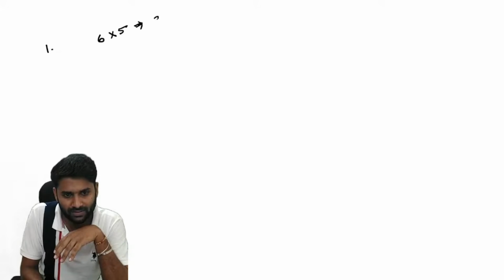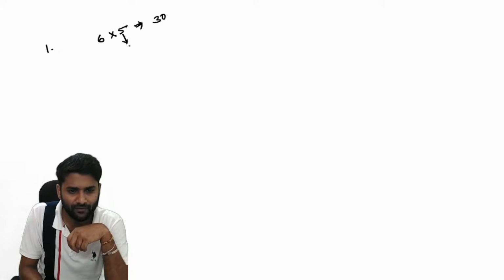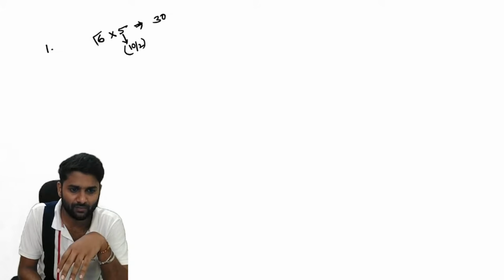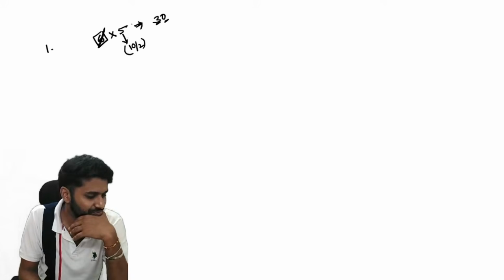Move on to the next one. If any number is multiplied with a 5, let's observe these questions. 6 is multiplied with a 5. As you know, the resultant is 30. So how can we make it simple? 5 means it is 10 by 2, right? It means if any number is multiplied with a 5, first make the number half. So half of 6 is 3, and add 0. Then the resultant becomes 30.